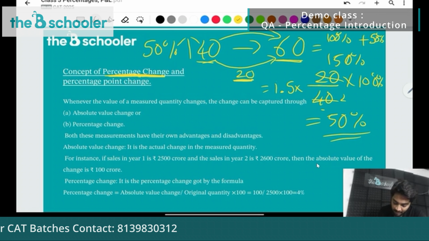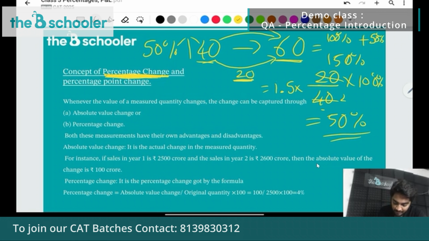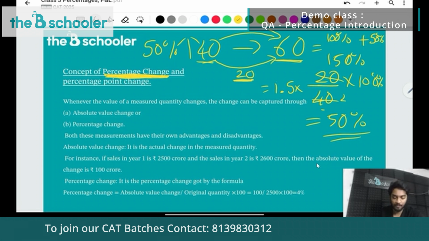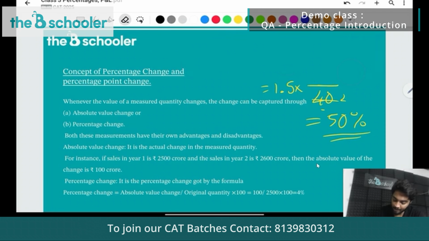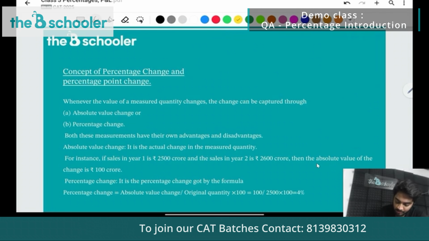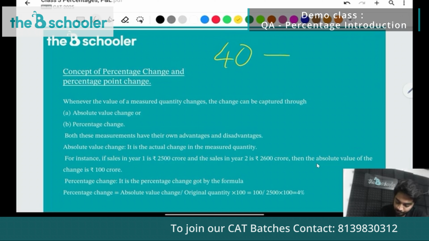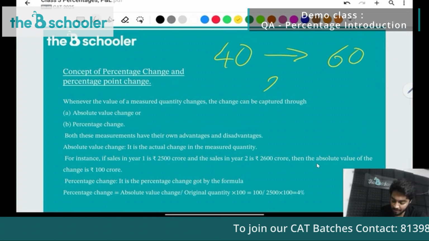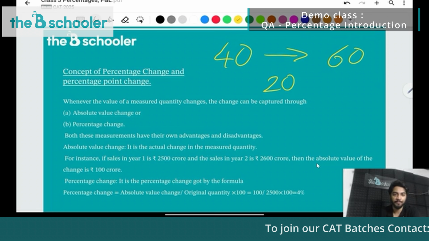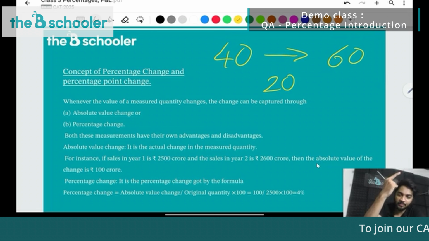Okay, when you have any change in value, we generally calculate percentage change. Now here if you see in the same example 40 to 60, what is the absolute change? Absolute change is the exact value change. Absolute change is 20. Okay, why is percentage change important? Again, it is in comparison, similar to the comparison that we did with the marks.